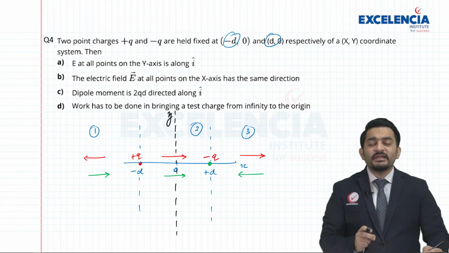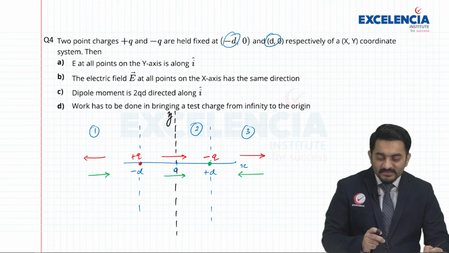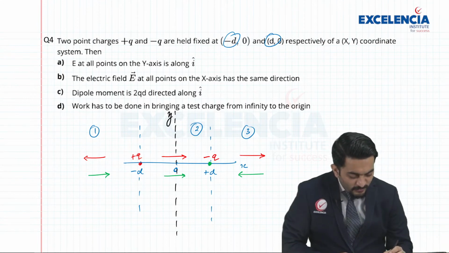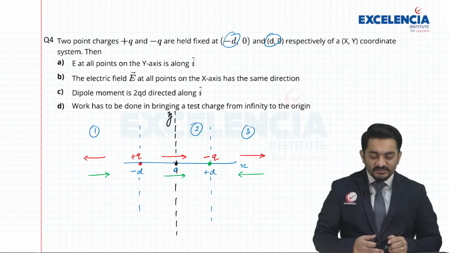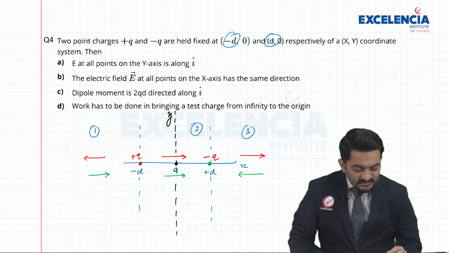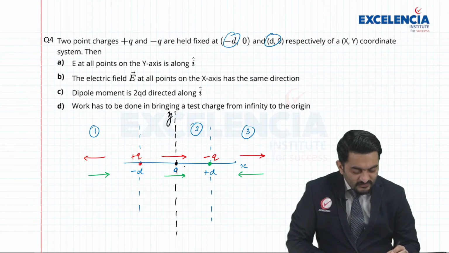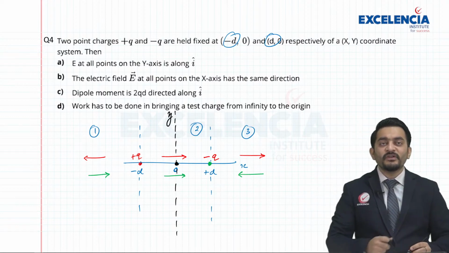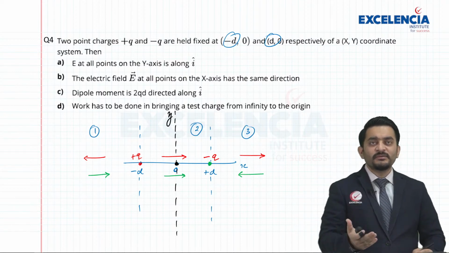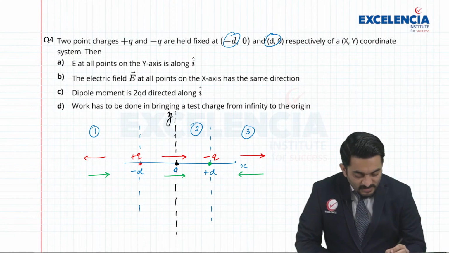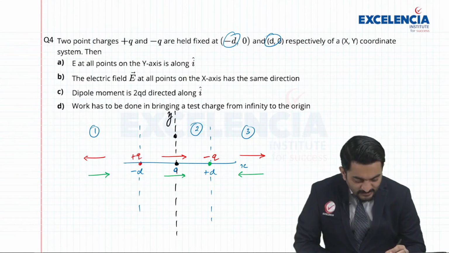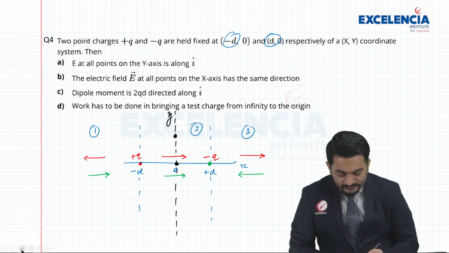The question here is, electric field at all points on the y-axis is along i cap. I have no problem. At the center I can see the red arrow and green arrow both in the same direction, which indicates that the electric field over here is definitely along i cap. So the electric field at the center is moving towards the positive x-axis, which is positive i cap.